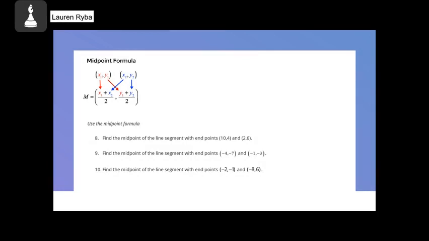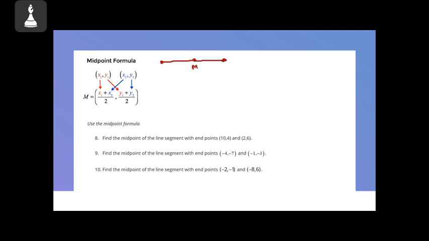The formula we're going to work with is the midpoint formula. And what this is asking us is if we have 2 endpoints, can you tell me where the middle is? So the midpoint is going to be in the exact middle of these 2 endpoints. The way we do that is we take x1 plus x2 divided by 2 and y1 plus y2 divided by 2.